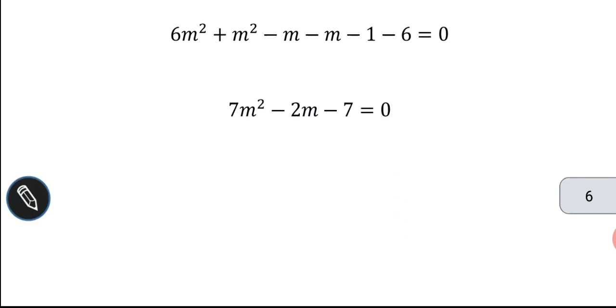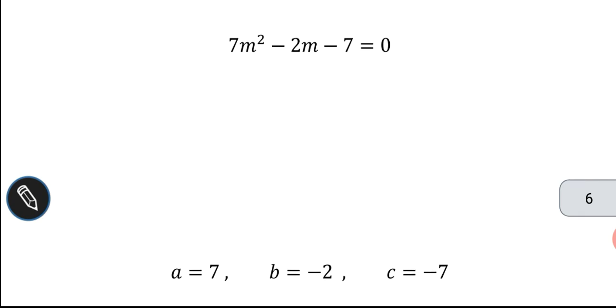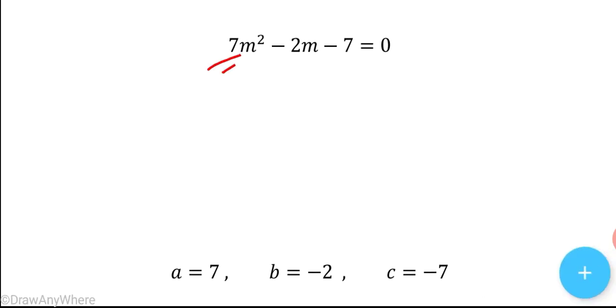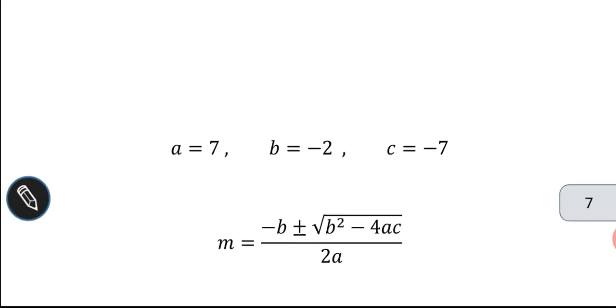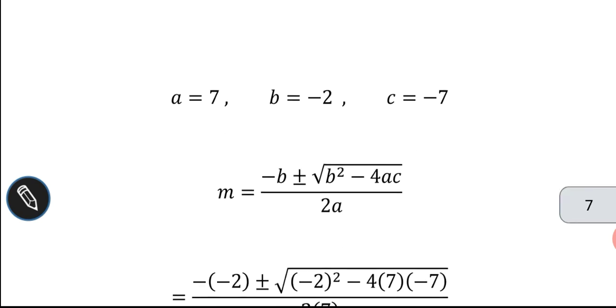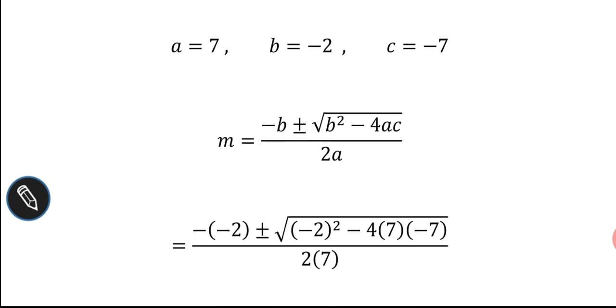Okay, now a is equal to the coefficient of m squared, a is equal to 7, b is equal to minus 2, c is equal to minus 7. Okay, using the quadratic formula we are going to solve this problem. Okay, so the quadratic formula is m is equal to minus b plus or minus square root of b squared minus 4ac, divided by 2a. Now plug in the values of a, b, c in this equation.